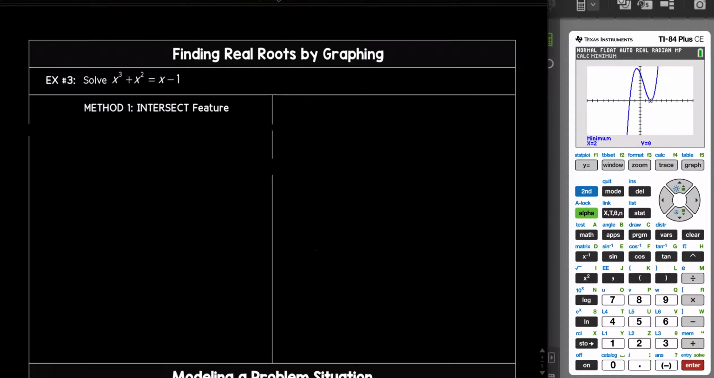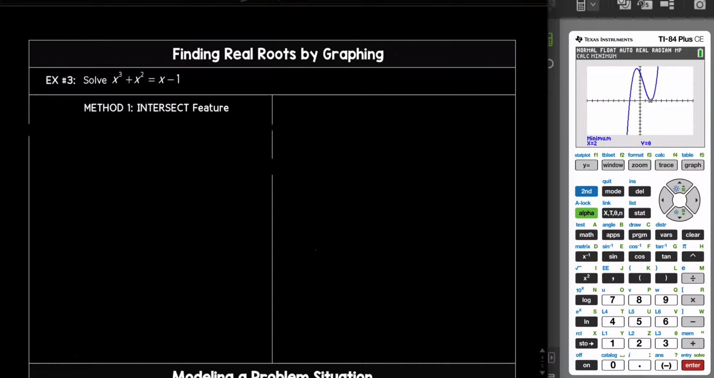Solving polynomial equations by graphing on our calculator. So we know that to solve these things, we've been saying set them equal to 0, factor them. But we're going to look at when we have maybe some polynomials of higher degree, how we can solve these polynomial equations on our calculator.